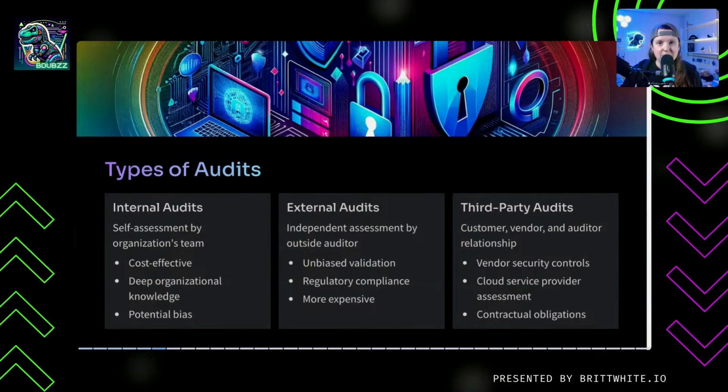While they're more expensive, they deliver the unbiased validation that regulators and stakeholders require. These annual assessments cover regulatory compliance, control effectiveness, and comprehensive risk assessments. Third-party audits involve 3 key players, which is why they're called third-party. This is a customer, vendor, and an auditor. Think of Amazon demonstrating AWS security through SOC reports. These focus on specific requirements, like vendor security controls or cloud service provider assessments, with timing determined by contractual and compliance obligations.